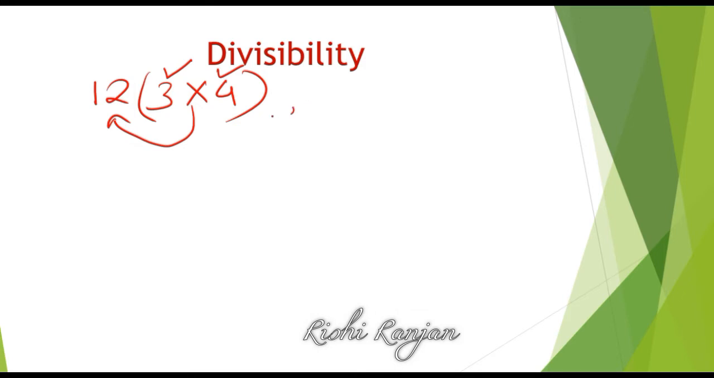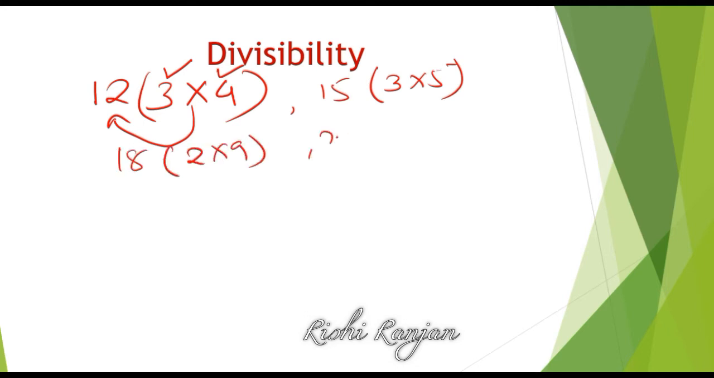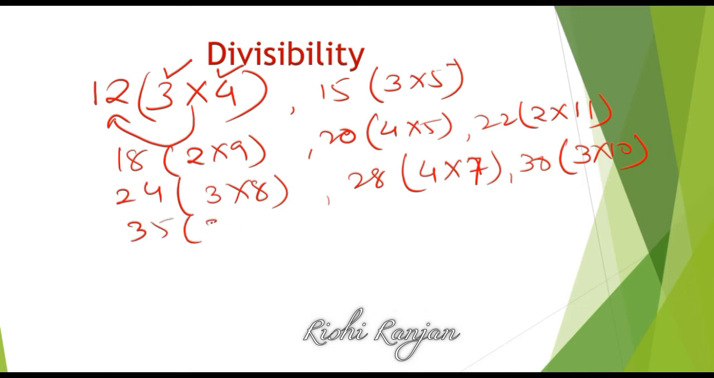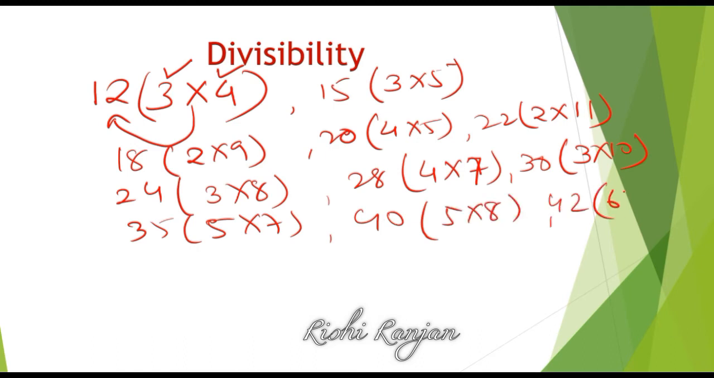Similarly, 15, I'm going to check for 3 and 5. 18, I'm going to check for 2 and 9. 20, I'm going to check for 4 and 5. 22, I'm going to check for 2 and 11. 24, I'm going to check for 3 and 8. 28, I'm going to check for 4 and 7. 30, I'm going to check for 3 and 10, pair of coprimes. 35, I'm going to check for 5 and 7. 40, I'm going to check for 5 and 8. And 42, I'm going to check for 6 and 7.